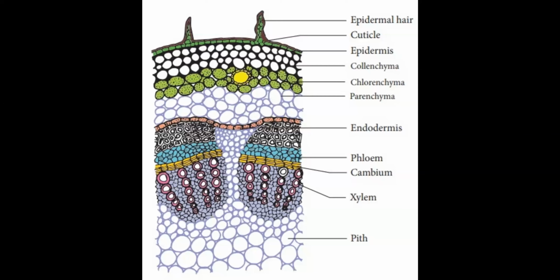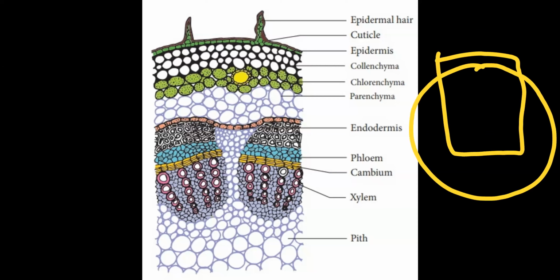Look at this section of a stem. स्टेम का बड़ा सा सेक्शन है, उसमें से एक छोटा पार्ट हम ऑब्जर्व कर रहे हैं. वहां पे ये एक वास्कुलर बंडल है, ये एक वास्कुलर बंडल है. स्टेम में भी होते हैं वास्कुलर बंडल्स.